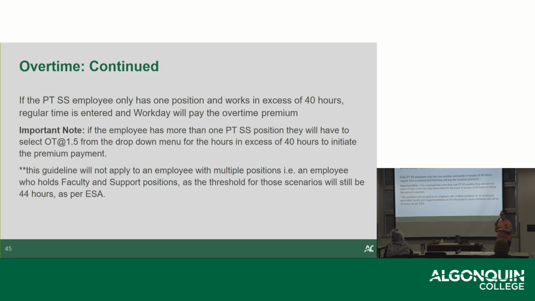What this won't apply to, though, is someone who has a part-time support staff position and a faculty position, for example. If they've worked 39 hours in their part-time support staff position and they work another 3 hours as faculty, although that's over 40 hours, it was not 40 hours worked in their part-time support staff position. So they're not eligible for overtime if it's over 40 hours. That defaults to the Employment Standards Act of over 44. So just watch for those people with more than one position that they're not entering overtime when it's a position outside of part-time support that caused them to go over the 40 hours.